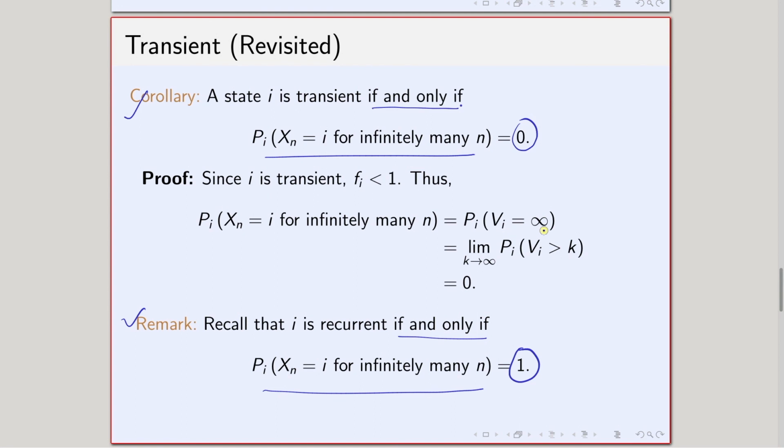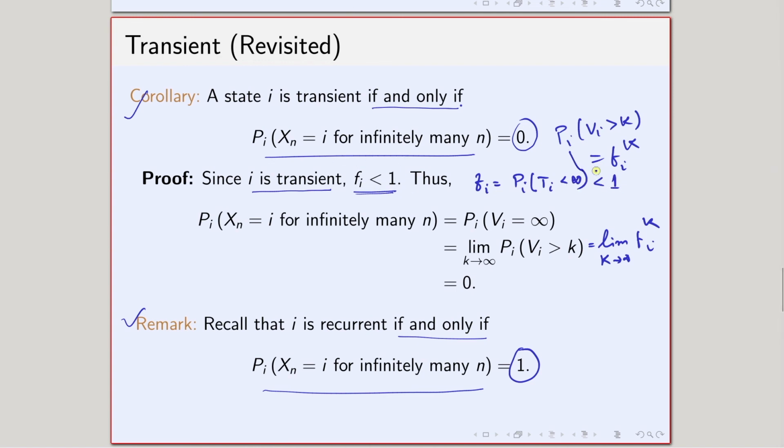The probability Pi(Vi equals infinity) is the same as the limit as k goes to infinity of Pi(Vi greater than k). Now, because we know that Pi(Vi greater than k) is the same as fi to the power k, this quantity is the same as the limit as k goes to infinity of fi to the power k. And in case of the transient state, we know that fi is less than 1, that is the definition, because fi is nothing but the probability that the hitting time of I is less than infinity, and for a recurrent state, by definition this quantity is 1. So for transient, this quantity is less than 1, which means this limit is 0. So that means that Pi(Xn equals I for infinitely many n) is 0.